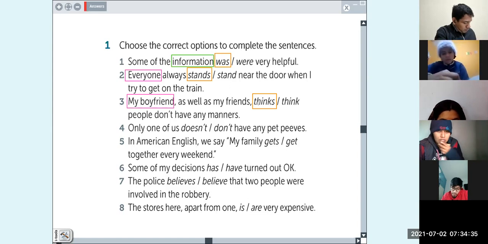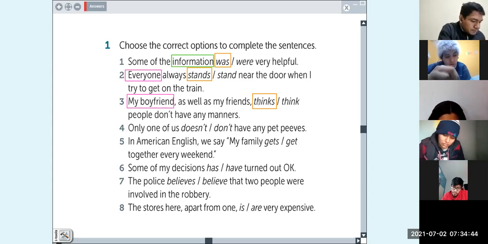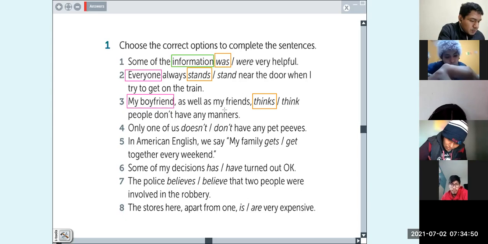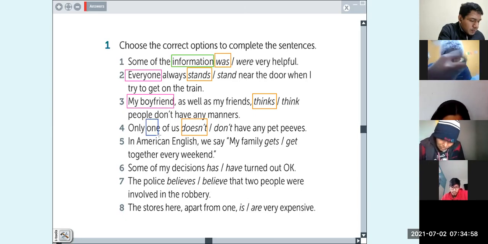Number 4. Only one of us doesn't or don't have any pet peeves. Doesn't. Why? Because one is an indefinite pronoun. Very good. One is an indefinite pronoun.